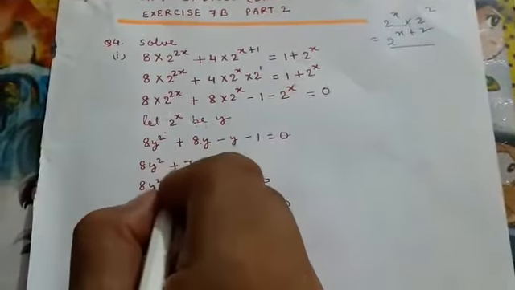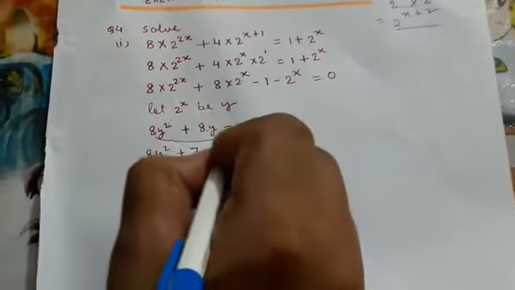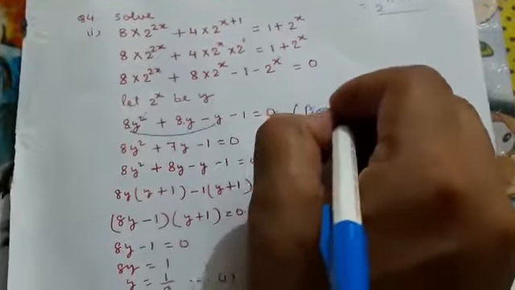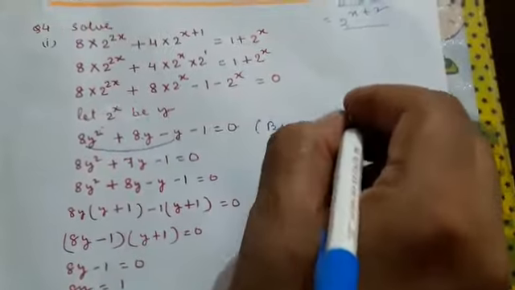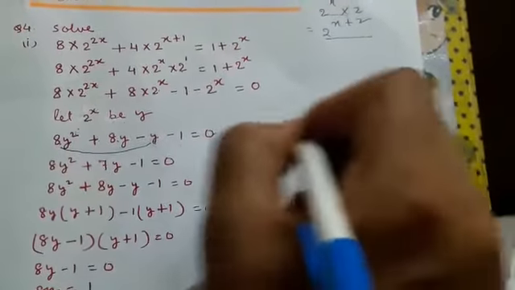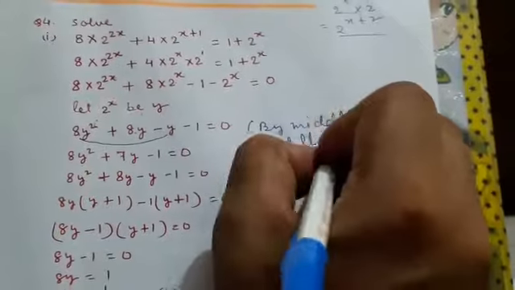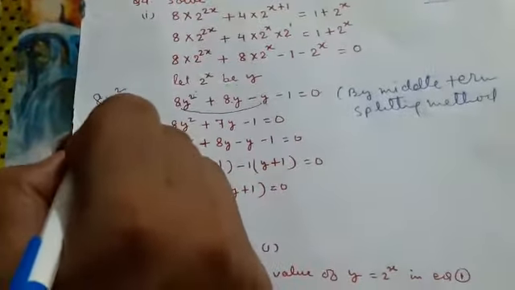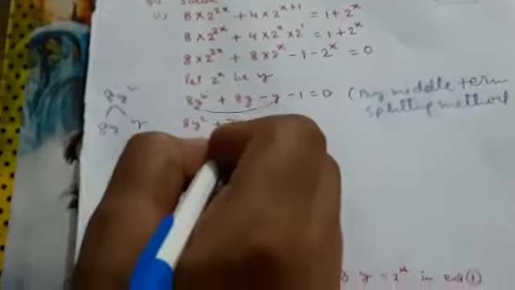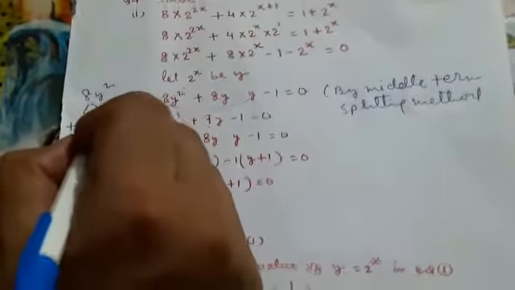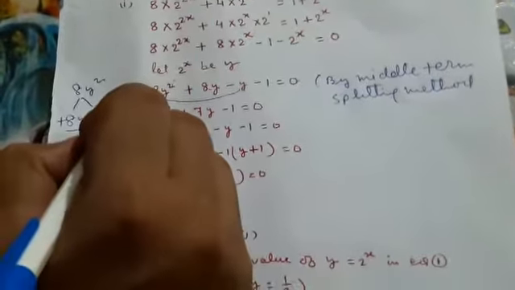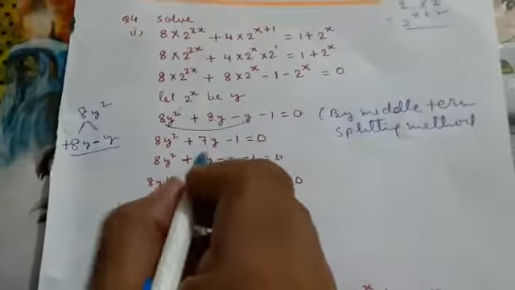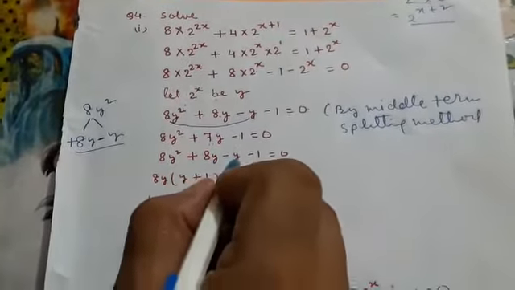Now for 8y square plus 7y minus 1, again we will take the help of the middle term splitting method. When you multiply the extreme terms, it will be 8y square. When you split them, it will be 8y into y. So you have to make it a plus 8y, and here it will be minus y. After adding, you will get plus 7y. So in place of plus 7y, we will write 8y square plus 8y minus y minus 1.